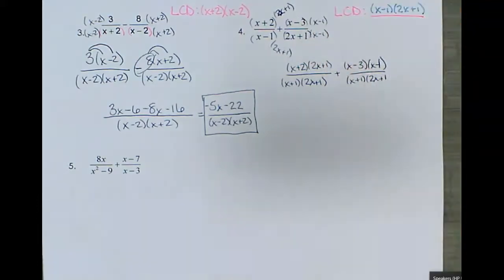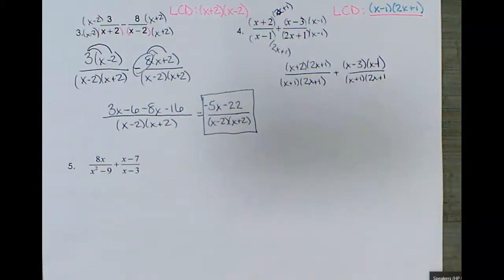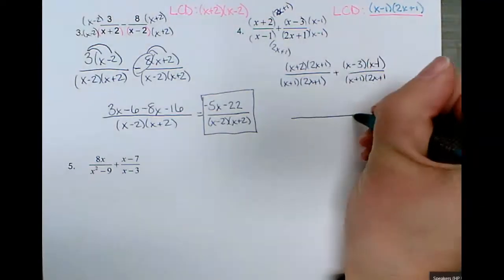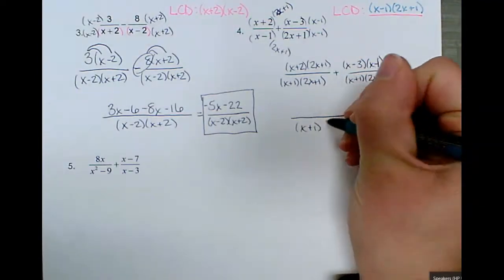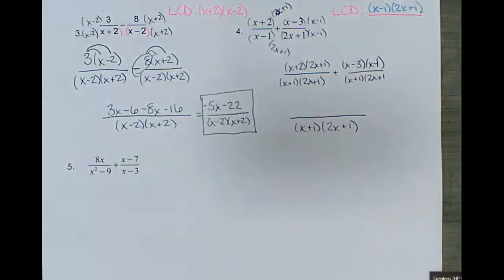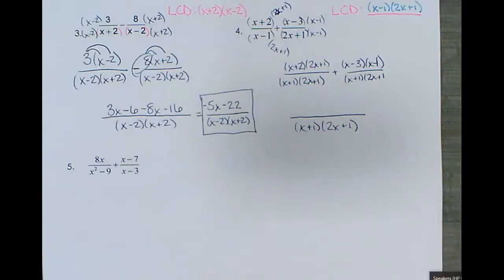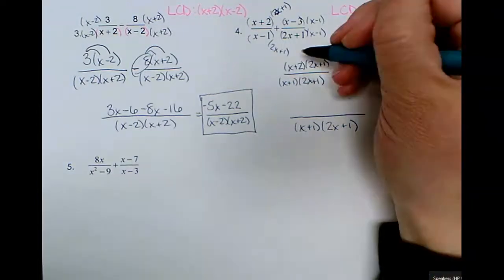I have these two fractions, and so now it's time to start adding the tops. But I notice that both of the numerators have problems that really need to be foiled. We really need to have a polynomial up here instead of these factors. So what I'm going to do is foil as I go.